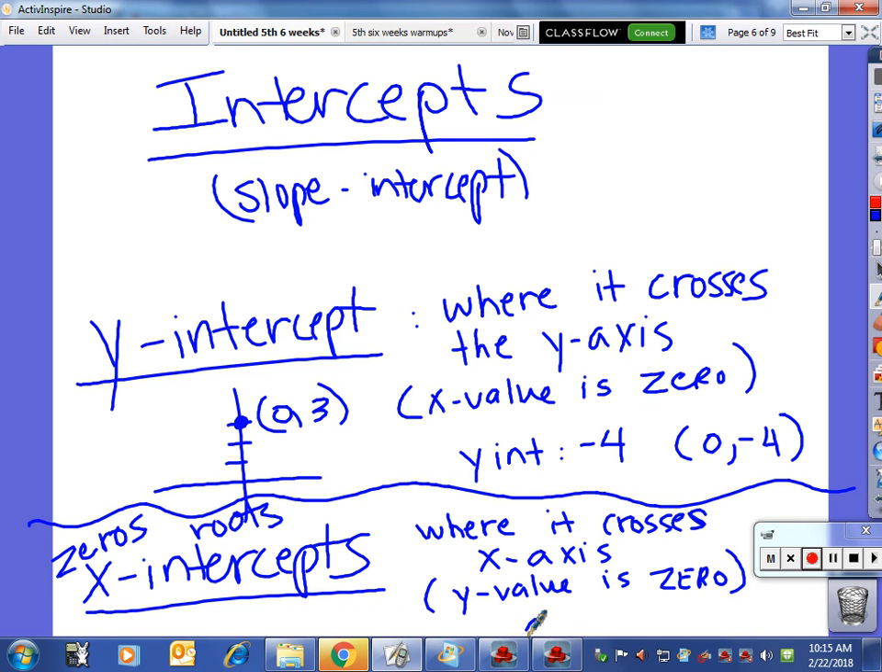So, for example, if I told you I'm thinking of some kind of function that's got an x-intercept of 2, automatically you should know that point. What point am I telling you is on this graph? (2, 0). You have to know that an x-intercept happens when the y value is 0.